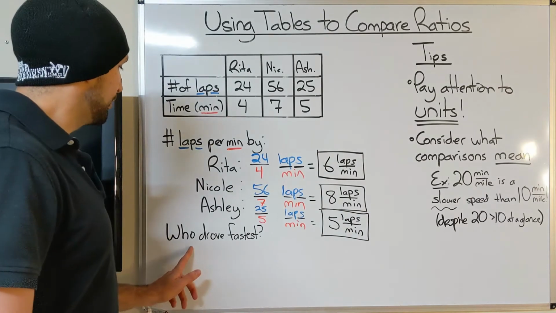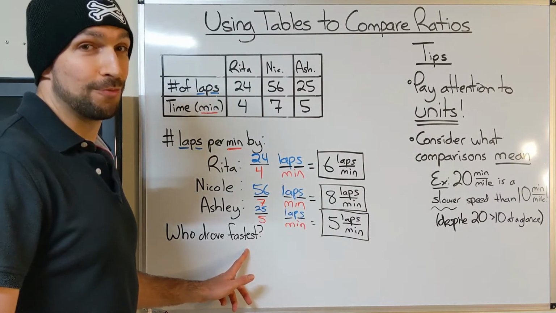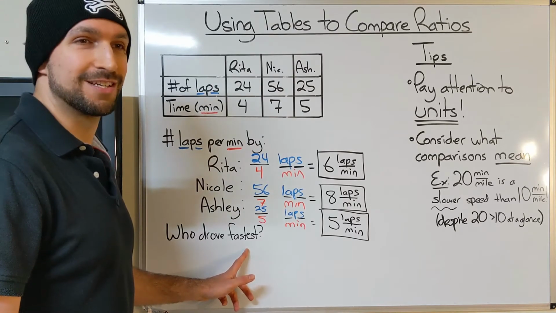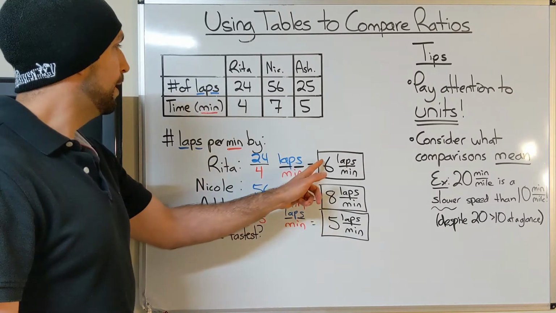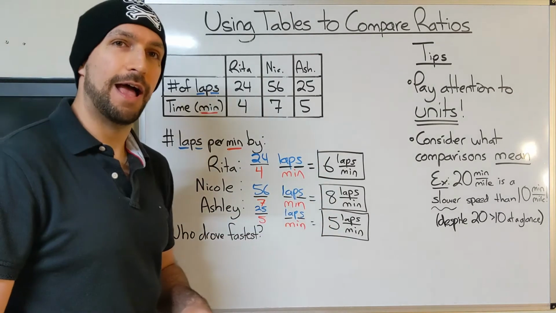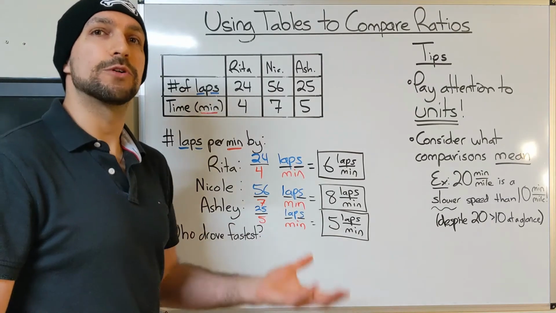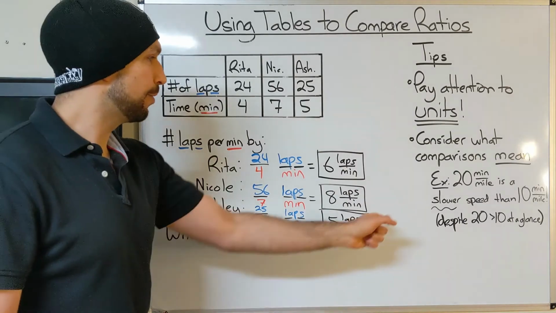So the final question is, who drove fastest? So we're not running here, we're driving, which I guess makes sense because that's a lot of laps per minute. So in 1 minute, Rita went 6 laps, Nicole went 8 laps, and Ashley went 5 laps. So this one is more straightforward, we want the highest number of laps because that's fastest per minute.